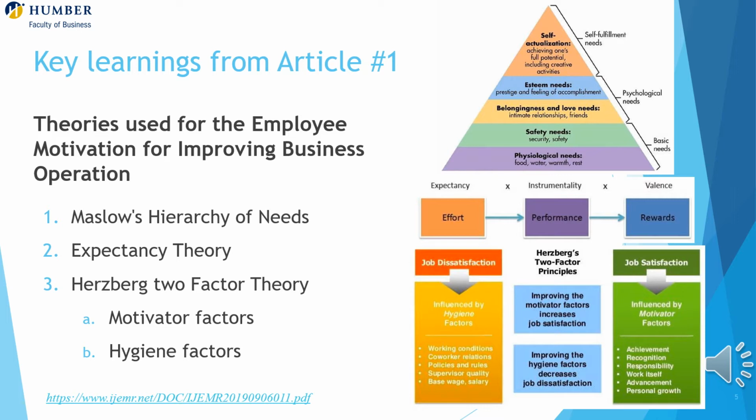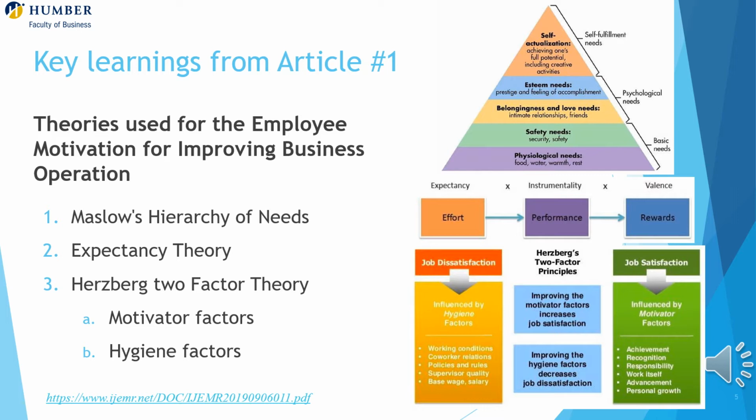Moving forward, there are some of the theories used for employee motivation for improving business operations in every good company. First one is Maslow's hierarchy of needs. Many organizations followed this theory to keep their employees motivated. According to this theory, there is a pyramid of needs with basic needs at the bottom and self-fulfillment needs at the top of the pyramid. The needs of humans start with physiological needs such as food and water.